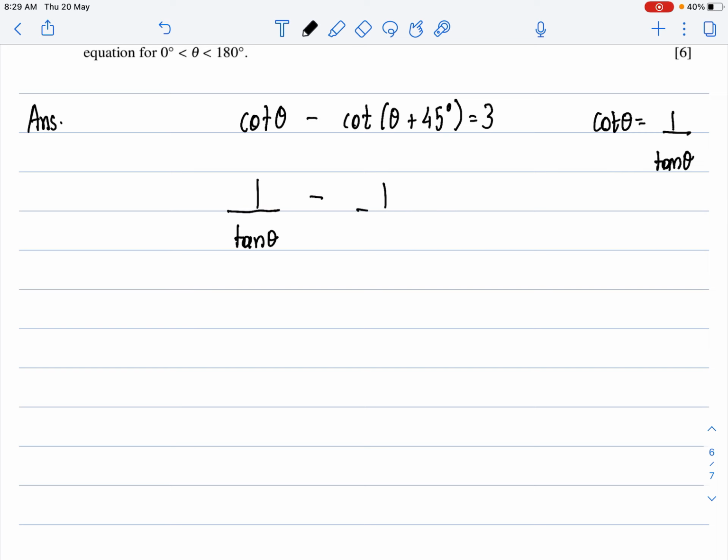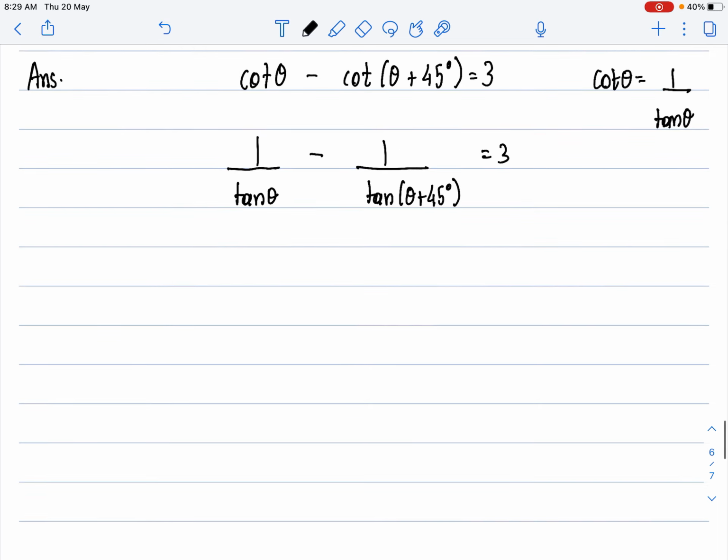minus 1 over tan theta plus 45 degrees is equal to 3, correct? Now I need to use the tan compound angle formula, which states that tan of A plus B is equal to tan A plus tan B over 1 minus tan A tan B.